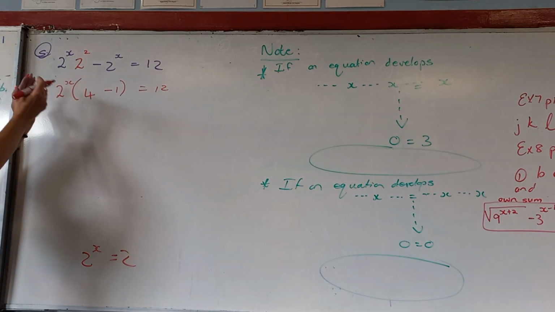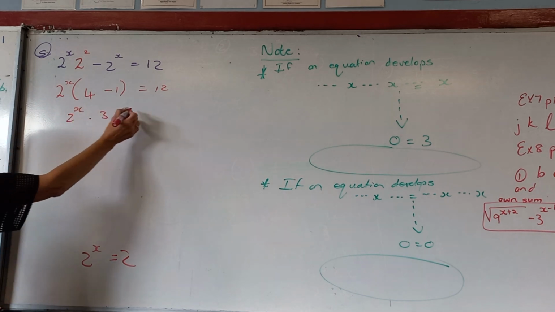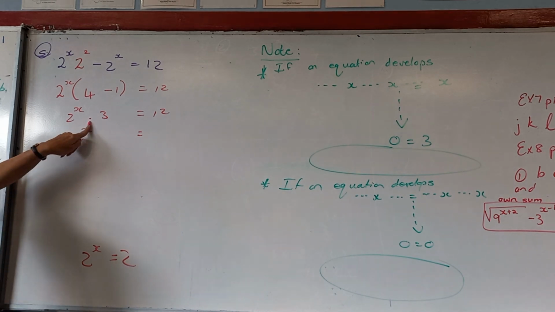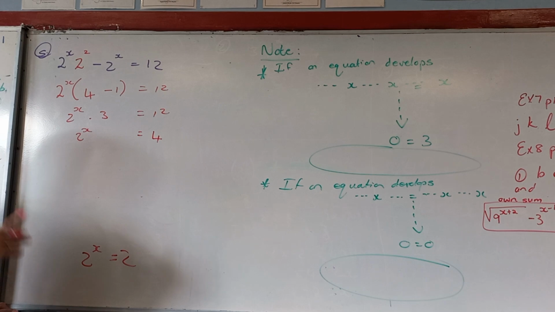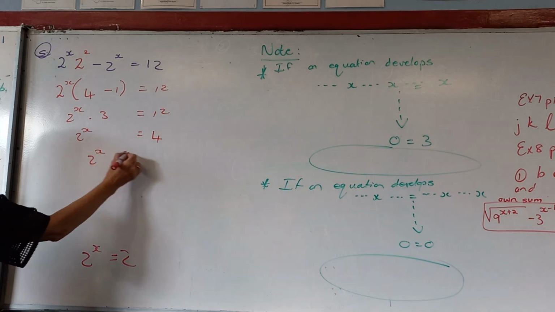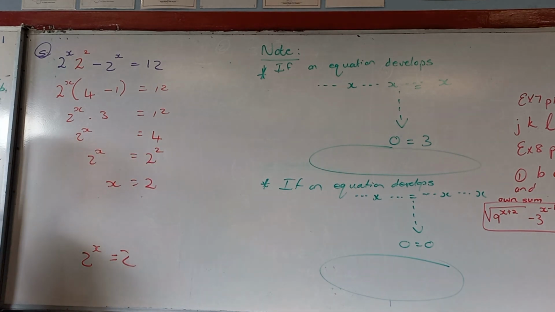Keep the mission in mind. This is what I want alone. So I'll have 2 to the x times 3 equal to 12. To get that one alone, I have to, instead of timing with 3, divide by 3 and the answer is 4. And then I feel happy in my heart because I know these bases are the same, so that should be in my syllabus. And it's 2 to the x equals 2 to the 2, so x is equal to 2. Could I not have used k method? It wasn't necessary, but this one wasn't that difficult.